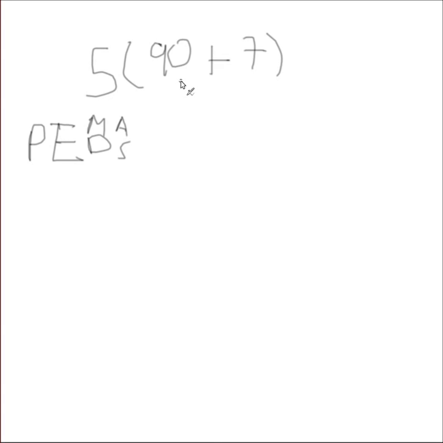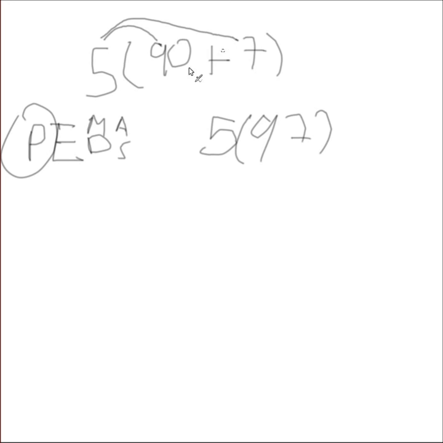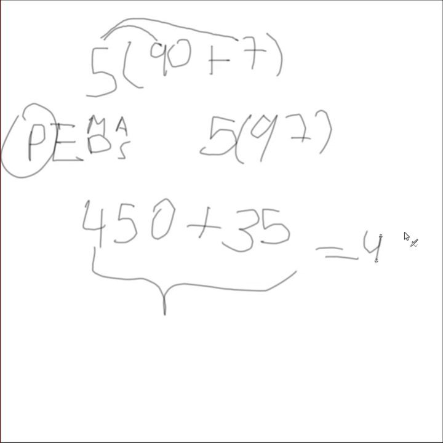So if we follow the order of operations and do 90 plus 7 first because it's in the parentheses, because parentheses comes first, we get 5 times 97, and that's kind of a hassle to multiply. So is there a simpler way we can do this? Yes, we can apply the distributive property. We can multiply 5 to both of these numbers and then add. So 5 times 90 is 450. That's easy. And 5 times 7 is 35. These two numbers are easy to add together. They're 485.